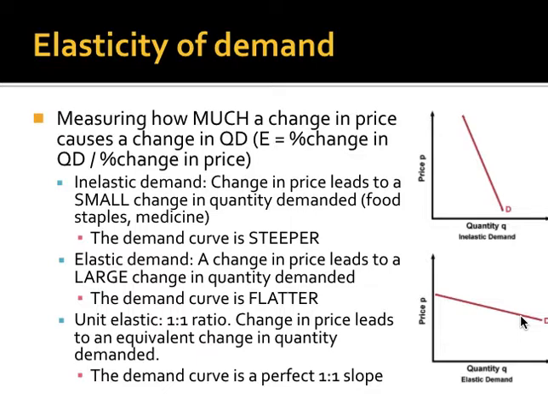Elastic demand changes based on the conditions of price. A small change in price is going to lead to a big change in the quantity demanded for a good. So you have a flatter demand curve. And so unit elasticity, by the way, is a 1-to-1 ratio. You've got a perfect 45-degree slope on the demand curve because there's an equivalent change between price and quantity demanded. So we don't look at unit elasticity too much because that's more of a theoretical concept.